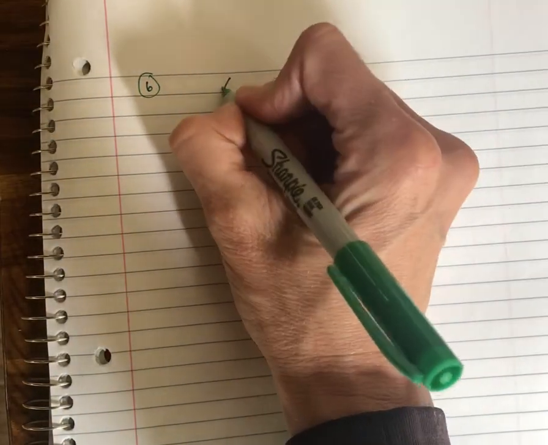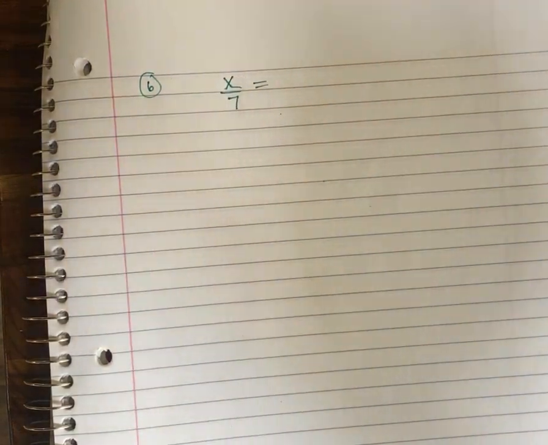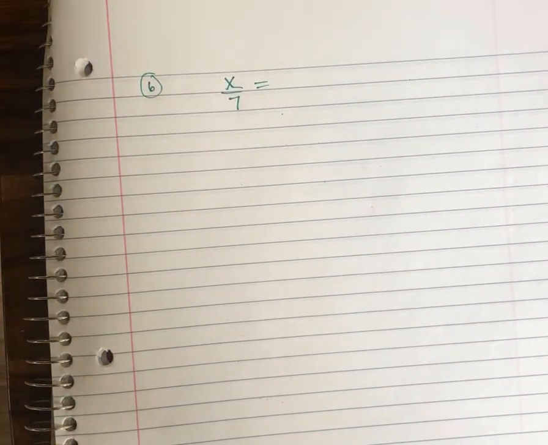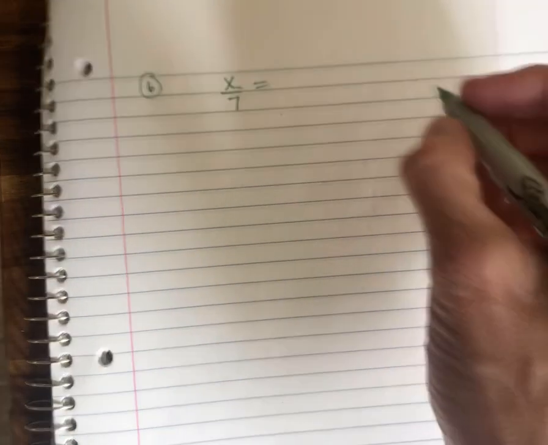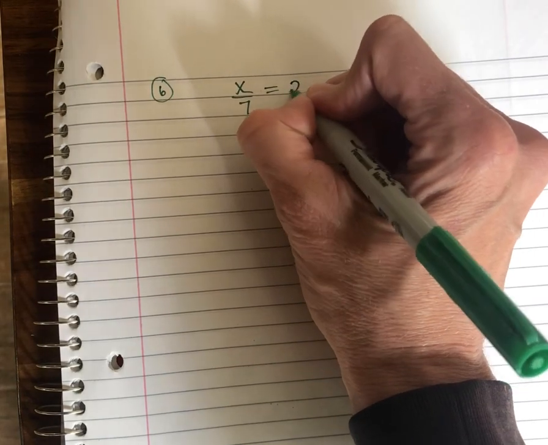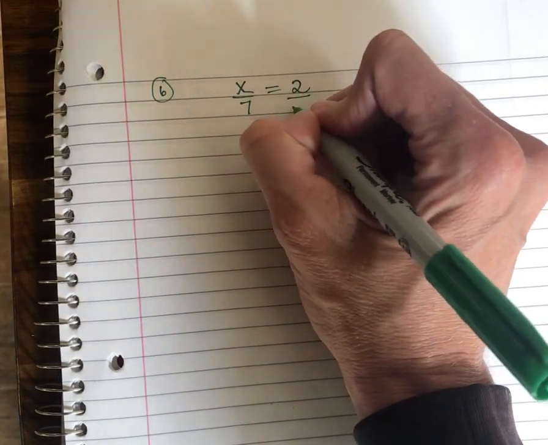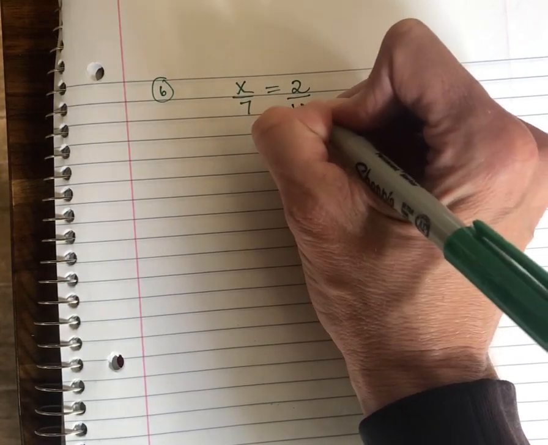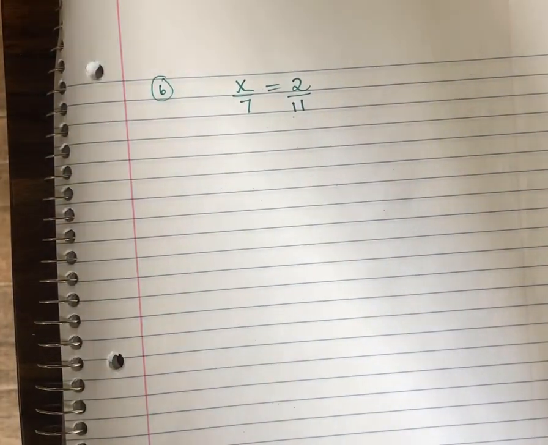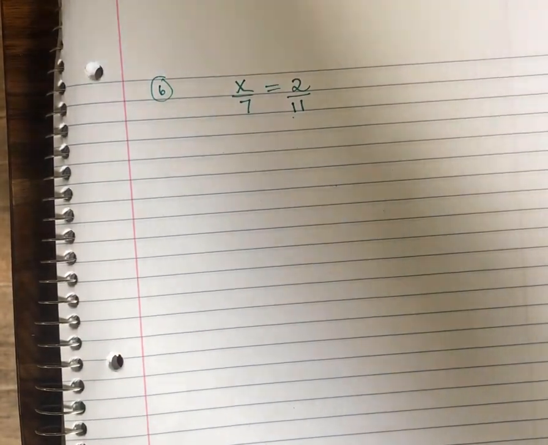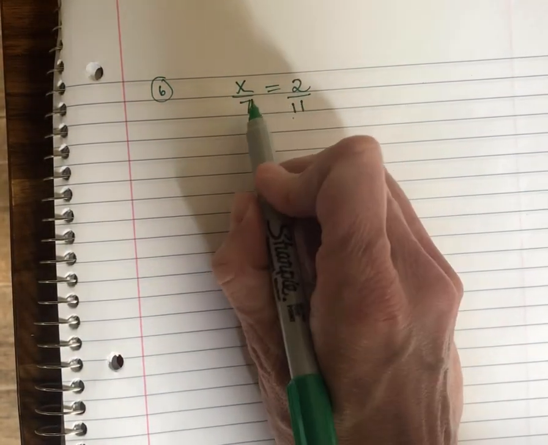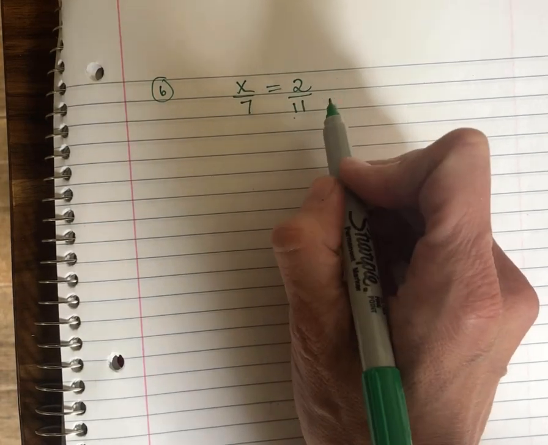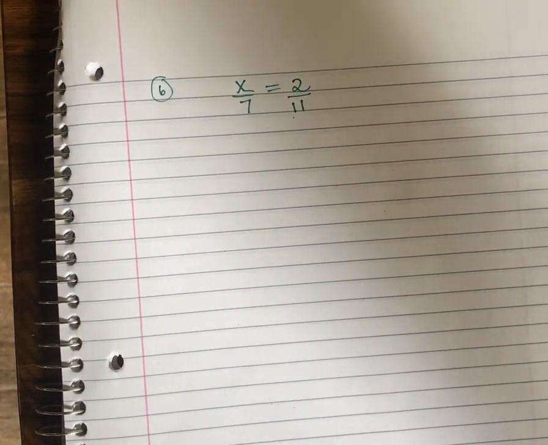Okay, so let's look here. If we have something like x over 7 equals, I don't know, let's say 2 over 11. That's not gonna look very pretty. So this is already reduced. Nothing I can do to get multiplication or division to help me.